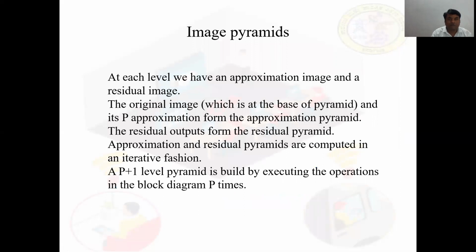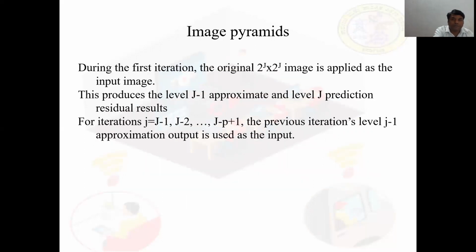At each level, we have an approximation image and a residual image. The original image, which is at the base of the pyramid, and its P approximations form the approximation pyramid. The residual outputs form a residual pyramid. Approximation and residual pyramids are computed in an iterative fashion. A P plus 1 level pyramid is built by executing the operation in the block diagram P times.